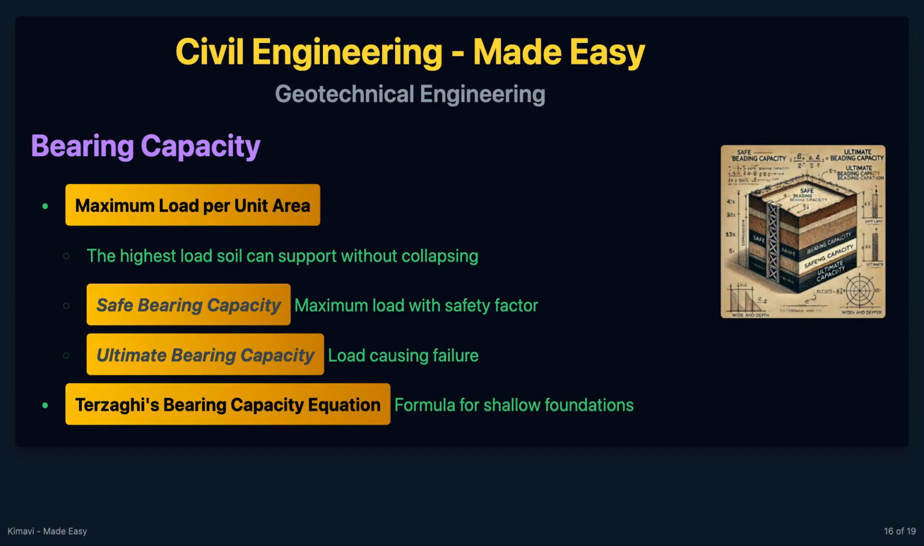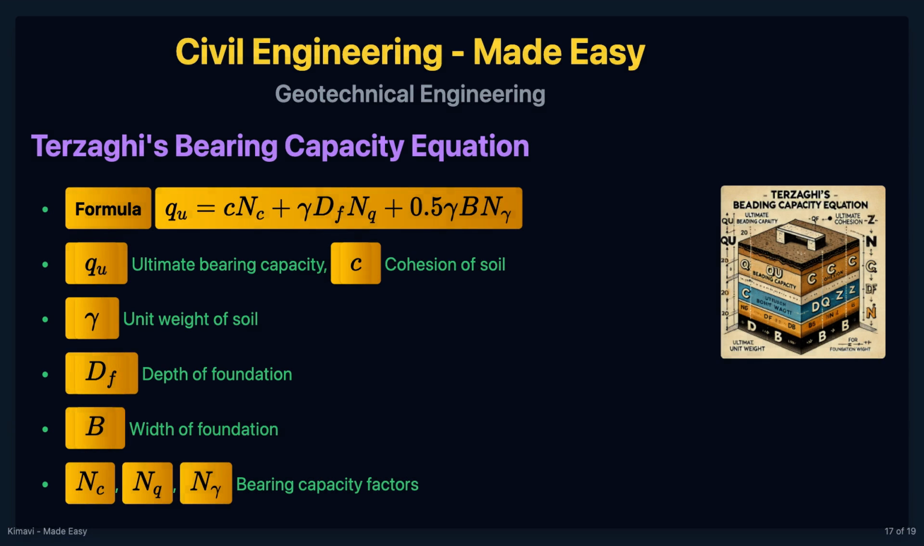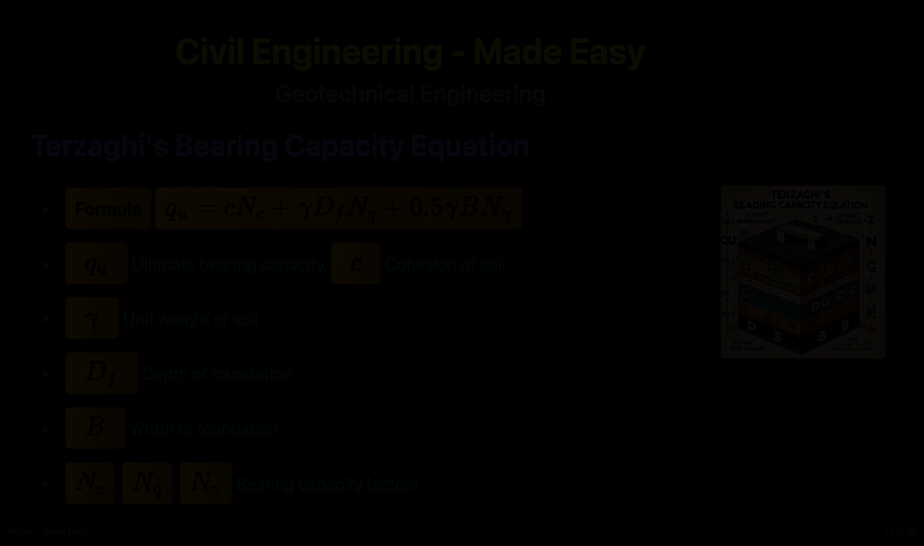The bearing capacity of soil is the maximum load per unit area that the soil can support without failure. It can be calculated using Terzaghi's bearing capacity equation for shallow foundations. Terzaghi's bearing capacity equation is given by Qu equals cNc plus gamma Df Nq plus 0.5 gamma B N gamma, where Qu is the ultimate bearing capacity, c is the cohesion of the soil, gamma is the unit weight of the soil, Df is the depth of the foundation, B is the width of the foundation, and Nc, Nq, and N gamma are bearing capacity factors.